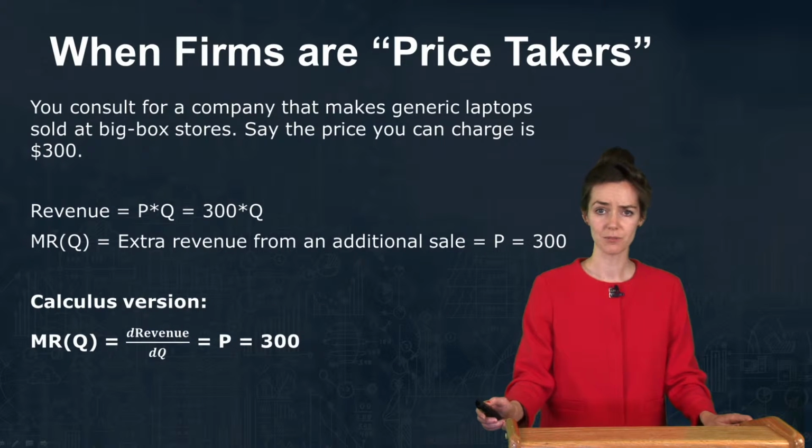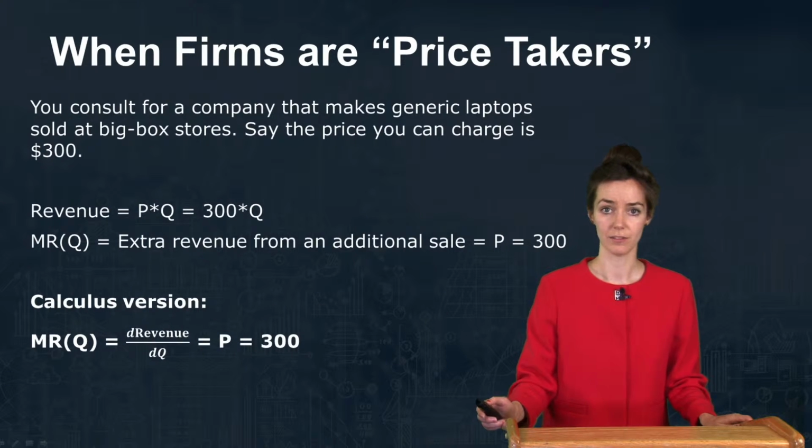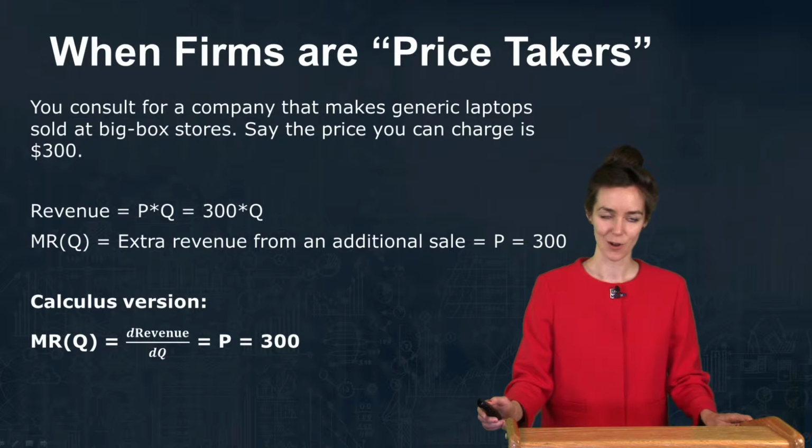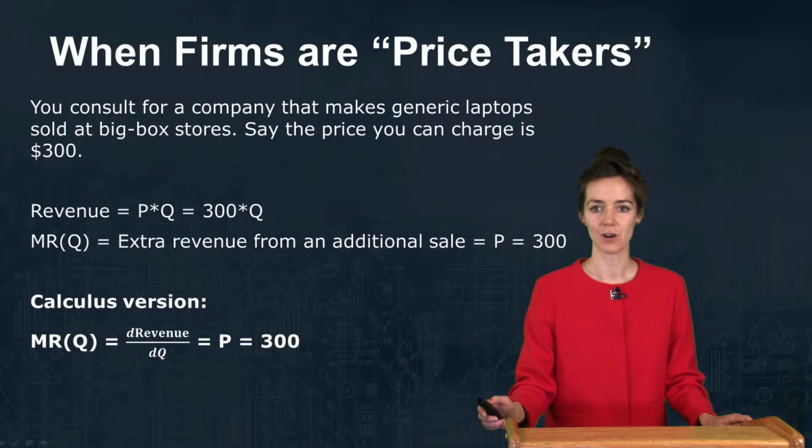So we can also just calculate this using calculus. It's a little bit overdoing it for this simple case, but I'll show you nonetheless. So marginal revenue, recall, is the derivative of revenue with respect to Q. So taking the derivative of our revenue equation, which is 300Q, just gives us a value of 300.